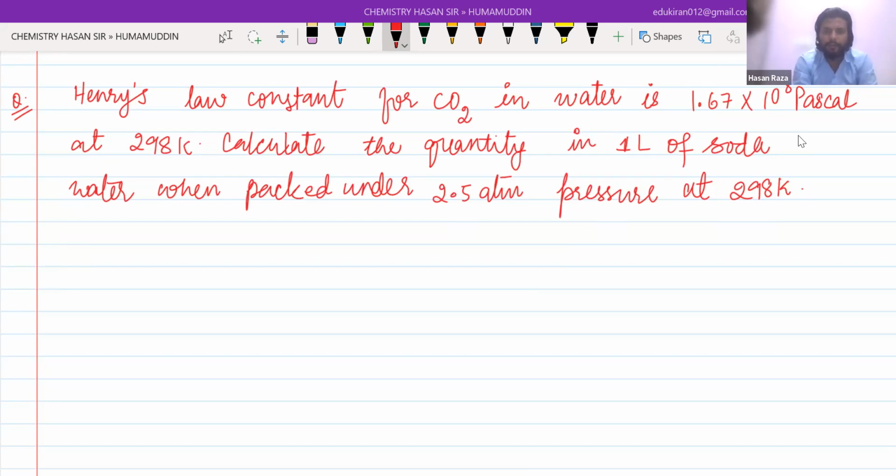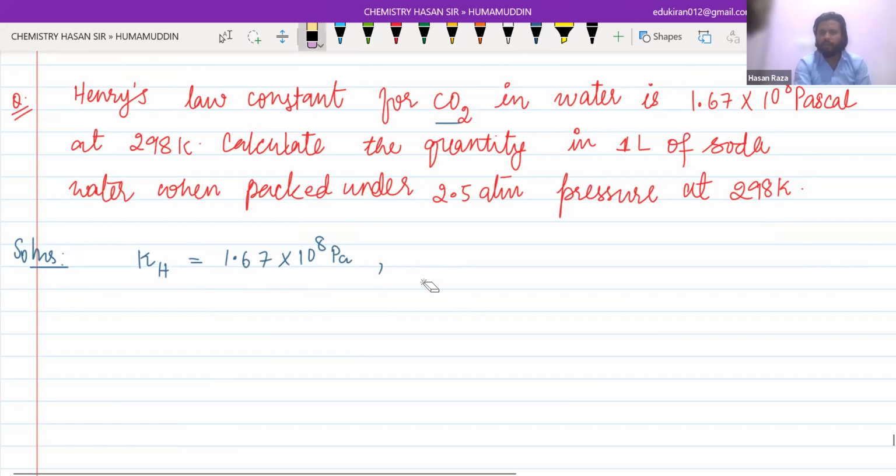See, I'm going to explain. This is the first question. Whenever you are going to solve any numerical in physical chemistry, you need to focus on what is given and then write it. Henry's law constant for CO2, that means KH, has a value of 1.67 into 10 raised to the power 8 Pascal. Temperature is also given, which is not for use in this formula, because you know the formula is P equal to KH into X.